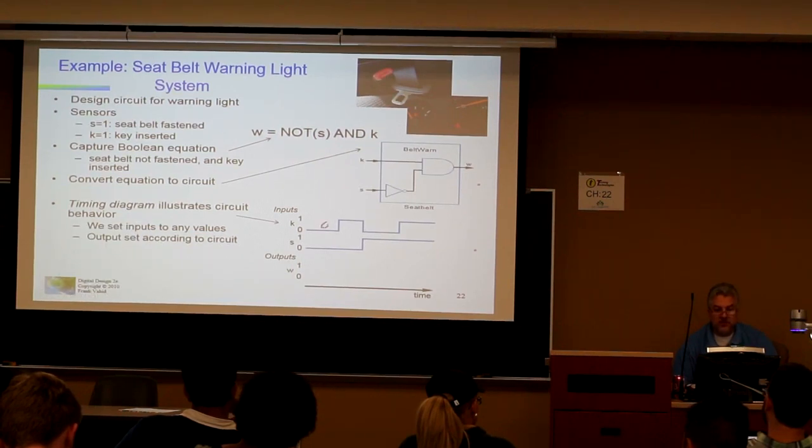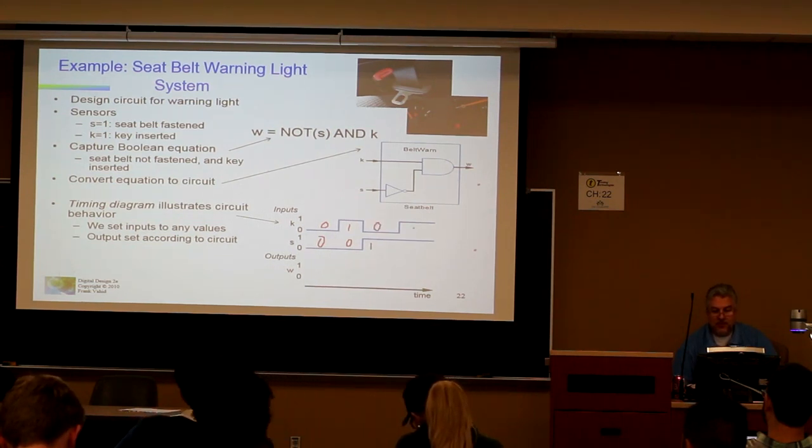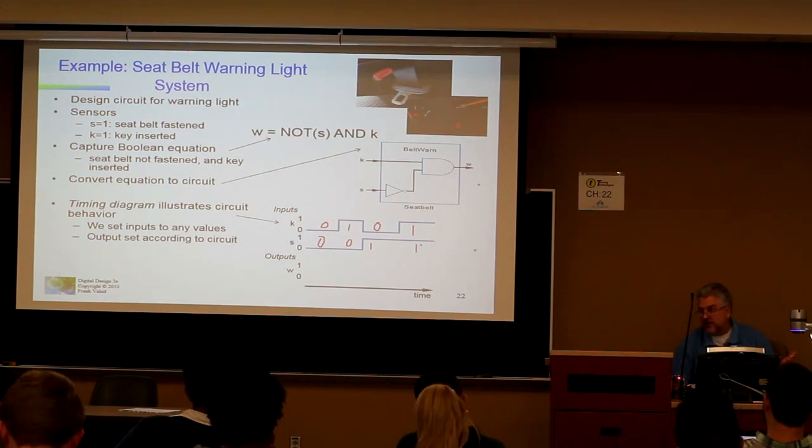K is 0, S is 0. K is 1, S is 0. Then S is 1 and K is 0. And then both K and S are 1. So look at this. If we have two inputs, this is all the combinations: 0, 0, 0, 1, 1, 0, 1, 1. What we would see for the outputs is, well, let's see.